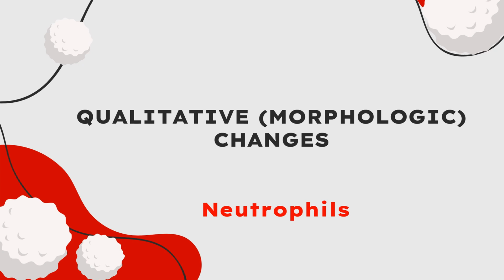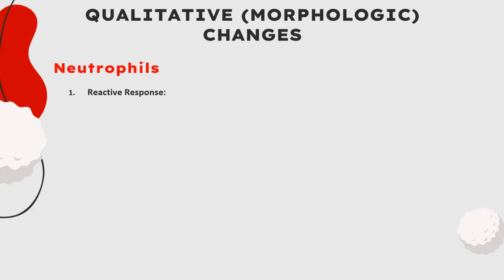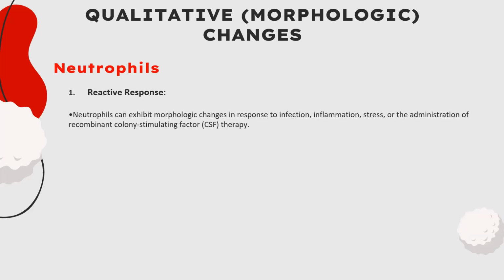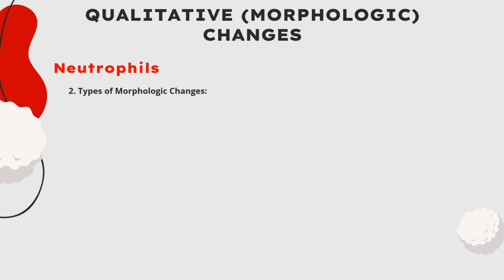Our first stop on this journey is the realm of neutrophils, the frontline defenders against infections. 1. Reactive response. Neutrophils, those vigilant guardians, can exhibit remarkable morphologic changes in response to various triggers, think infections, inflammation, stress, or even therapy. What might seem abnormal is often a part of the body's calculated response. 2. Types of morphologic changes.